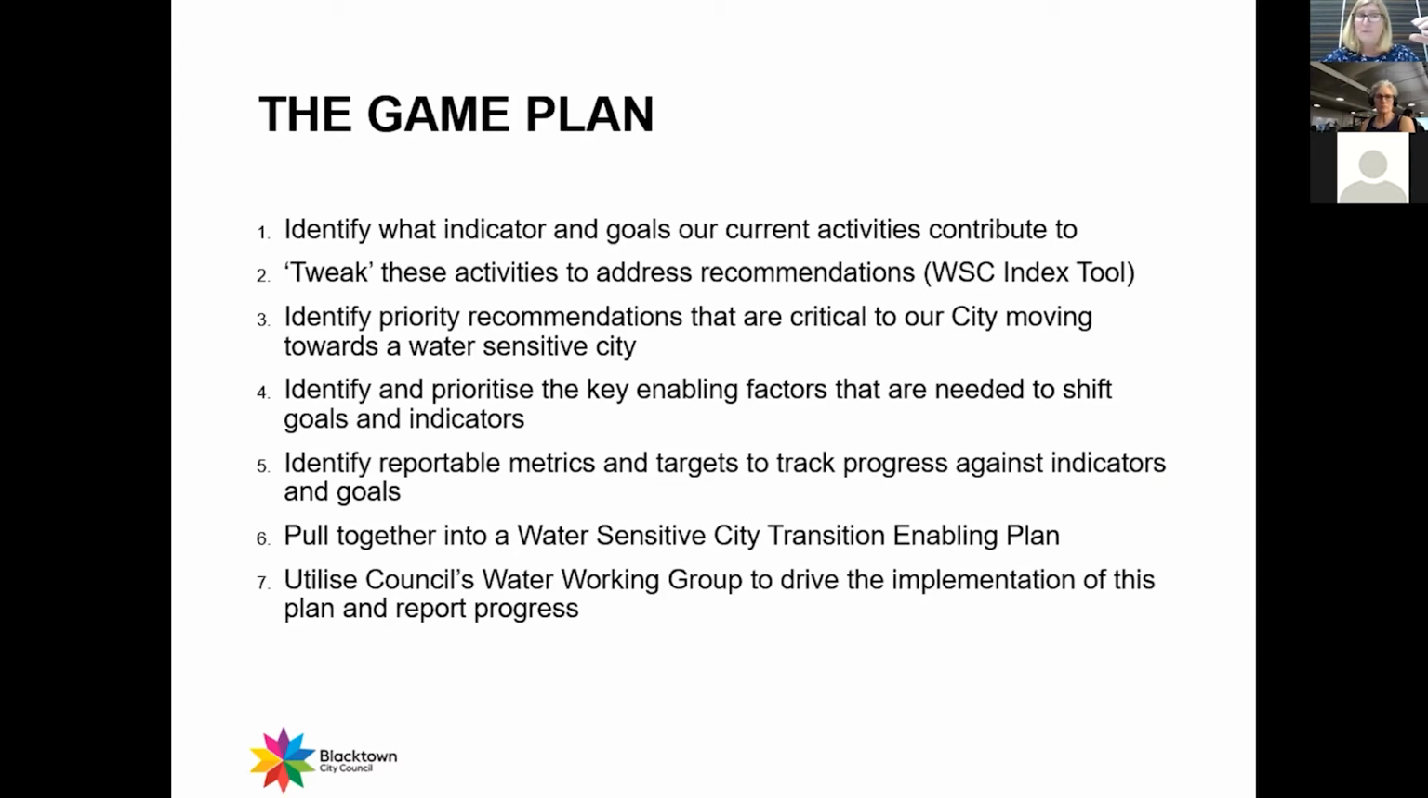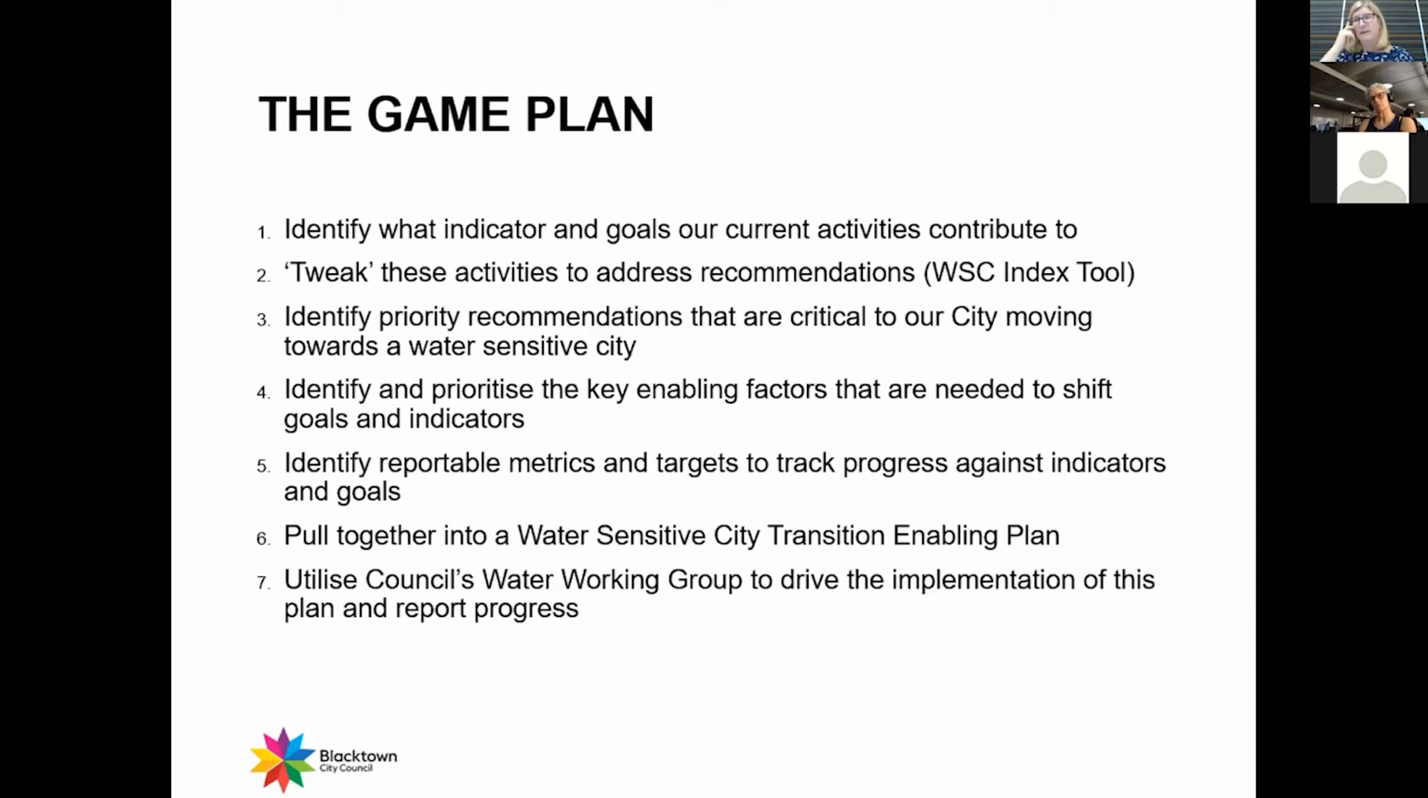But notably, one of the reasons why we did the index tool and the Transition Dynamic Framework is we know that we have gaps. We know that our strategy in its current form is only going to take us so much of the way. So we want to have the long-term plan. What is it that we need to be working towards for our water sensitive city? We do want to know that information, but for the here and now, what are the priority recommendations that are absolutely critical to moving our city forward?